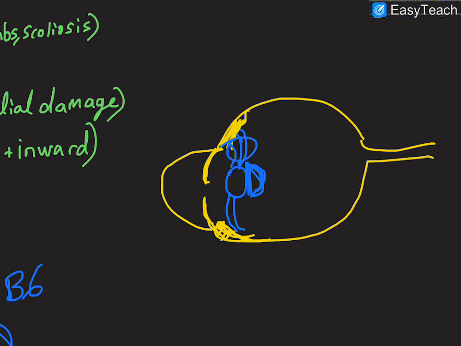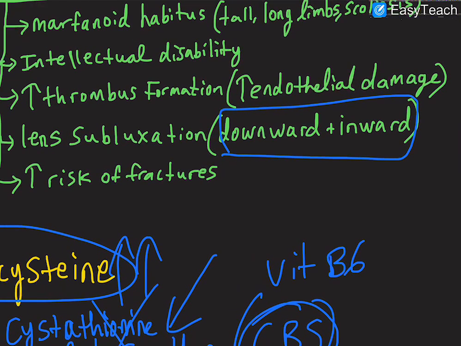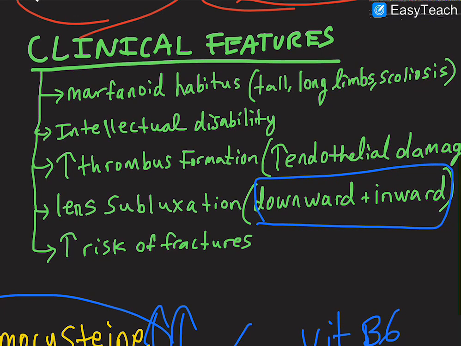So if your zonules are weak in homocystinuria, it's important to remember that you get downward and inward lens subluxation, okay? Downward and inward displacement of your lens. All right, so that's the ocular manifestations in homocystinuria. And then we can also remember the fact that you see cardiovascular disease, because again, that's related to thrombus formation. We talked about scoliosis. You can also see things like kyphosis, okay?